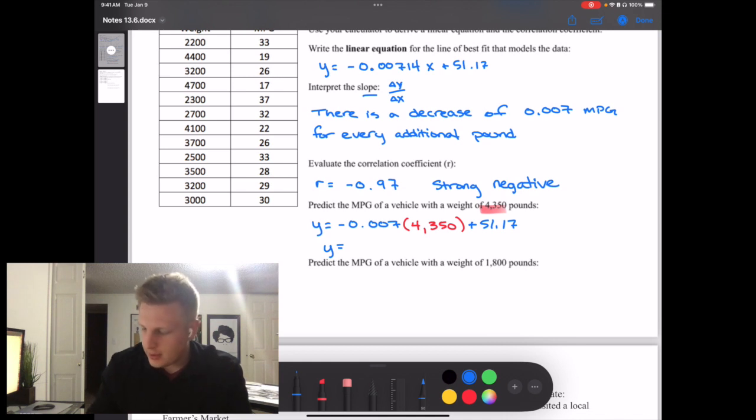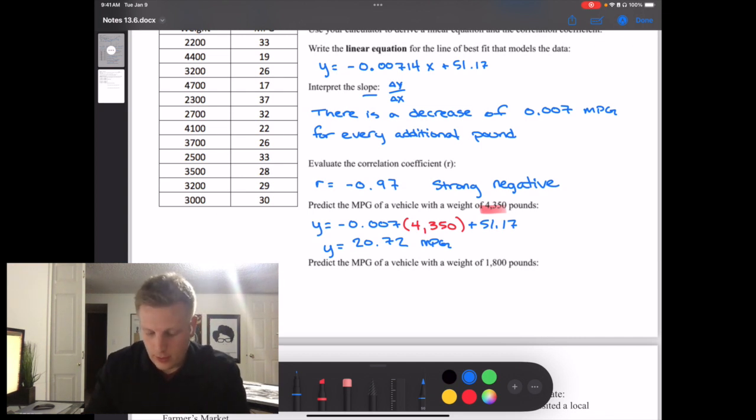I'm going back to my calculator because this is one I don't think I can do in my head. Let's see here, 0.007 times 4,350, and then plus 51.17, and there we go. We get 20.72 miles per gallon.